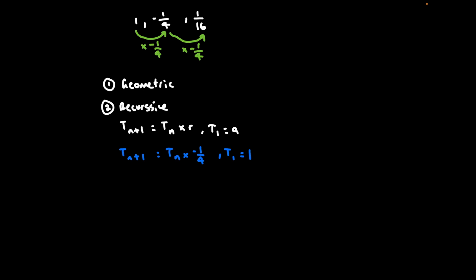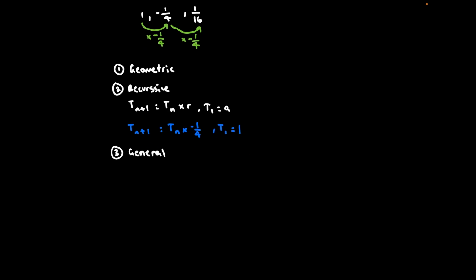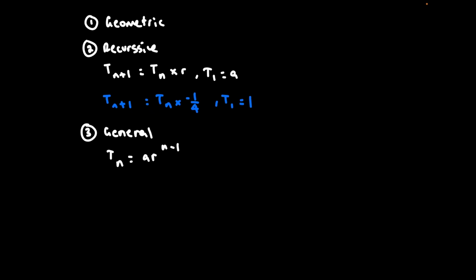Continuing on, what is the general rule for this geometric sequence? The general rule for this geometric sequence is in the form Tn is equal to A R to the power of n minus 1. So in this case, we know that the first term is simply equal to 1 times -1/4 to the power of n minus 1. And we can just write that as -1/4 to the power of n minus 1.